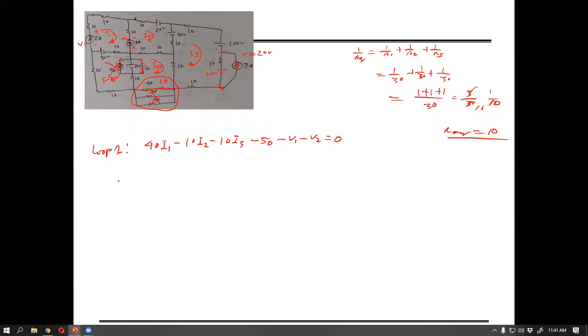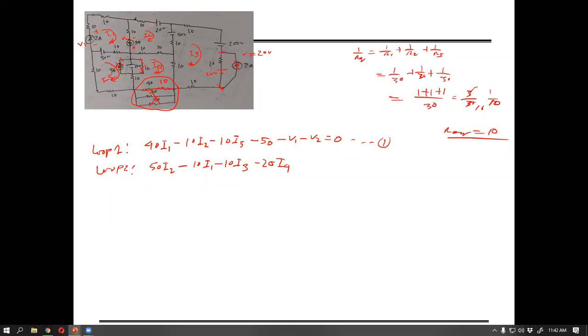Torikul, quick, loop 2. 50 I2, 10 I2, 10 I1, 10 I3, minus 10 I3, minus 10 I4, 20 I4. Good, minus 20 I4. Good.